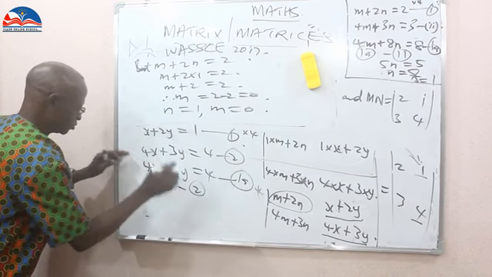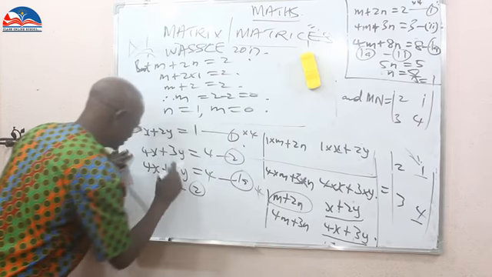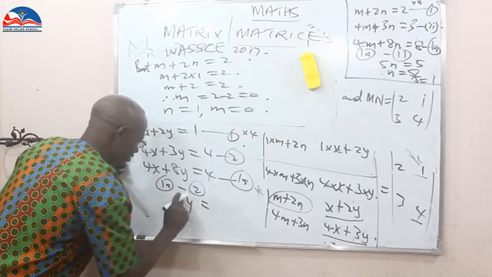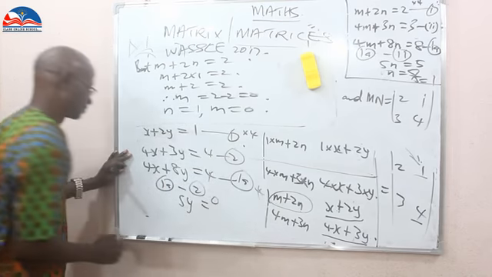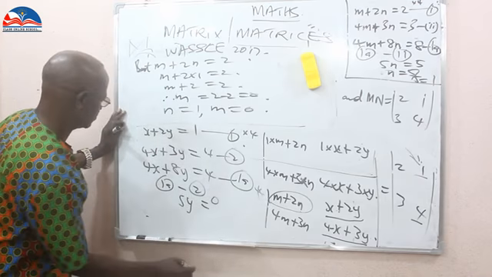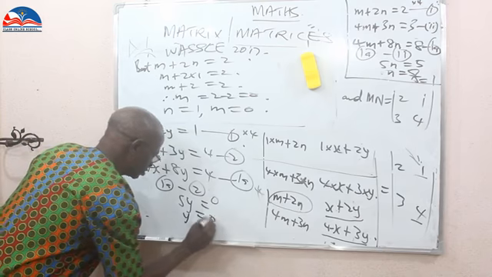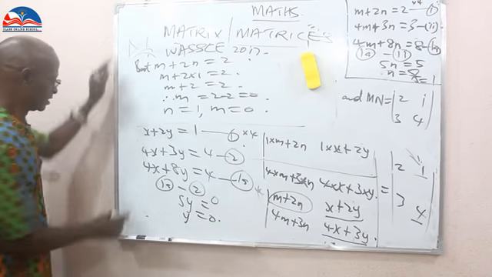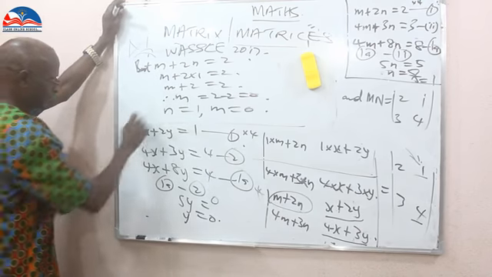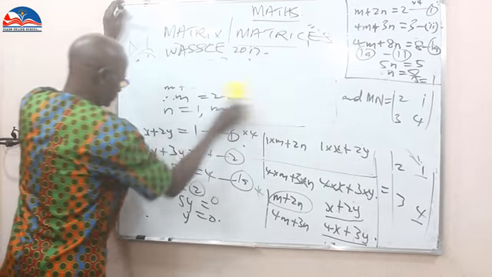The 4x will go. So 8y minus 3y is 5y, and this minus this is 0, 4 minus 4 is 0. Therefore y equals 0 over 5, which is 0.